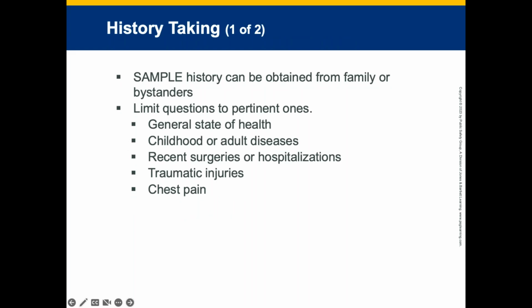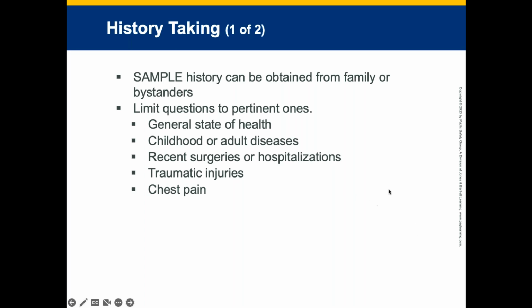So let me get our SAMPLE history, okay? Patients in respiratory distress require a SAMPLE history: signs and symptoms, allergies, medications, pertinent past medical history, last oral intake, and events leading up to what happened. This can be determined from the family or bystanders if they are present. Limit the questions to pertinent ones, okay? Remember, they're already having difficulty breathing, so we don't want them talking too much, right? So limit your questions to ones that pertain to what you need to find out to treat your patient.